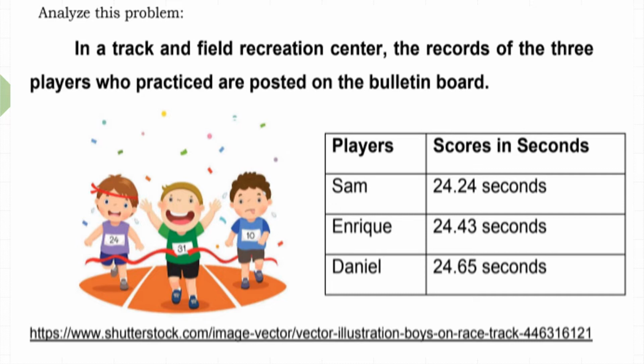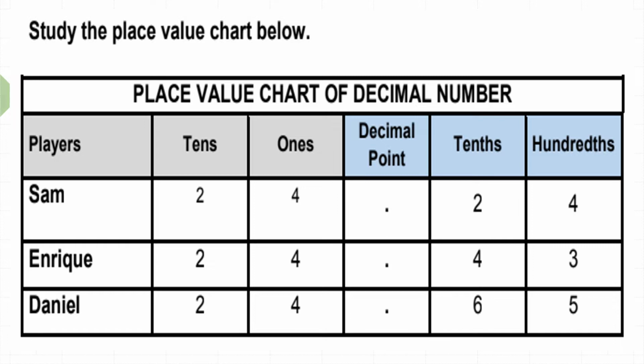So let us analyze this problem. Study the place value chart. We have Sam, which is 24 and 24 hundredths. Enrique is 24 and 43 hundredths. Then Daniel is 24 and 65 hundredths. Which one is the biggest? Since the whole numbers are the same, let's proceed. After the decimal point is the tenths place. Which one is the biggest: 6, 4, or 2? Very good. That is 6. So Daniel is the first one. The second is Enrique. And the third is Sam.